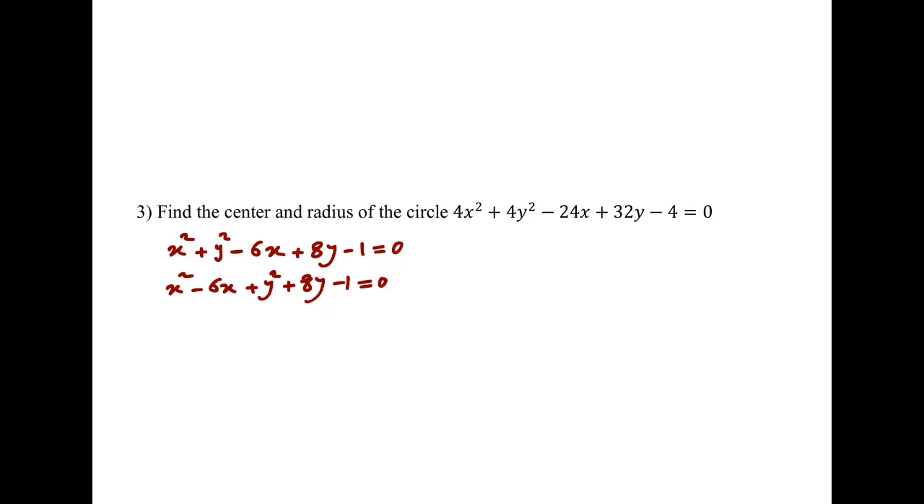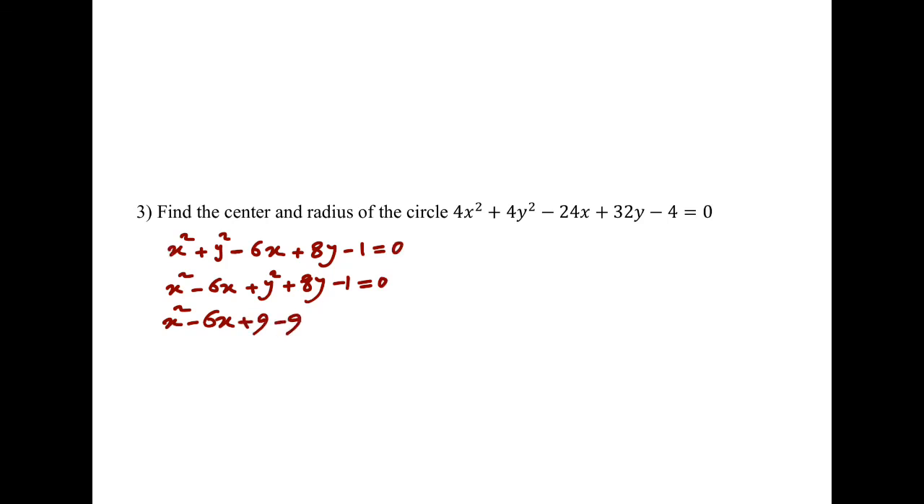Alright, so now here we need to complete the squares, the variable of x. So remember, we need to take this number, divide it by 2, and then square the result, and then add and subtract that number. So negative 6 divided by 2 is negative 3. Negative 3 squared is 9, so I need to add 9 and subtract 9. X squared minus 6x plus 9, and then minus 9.